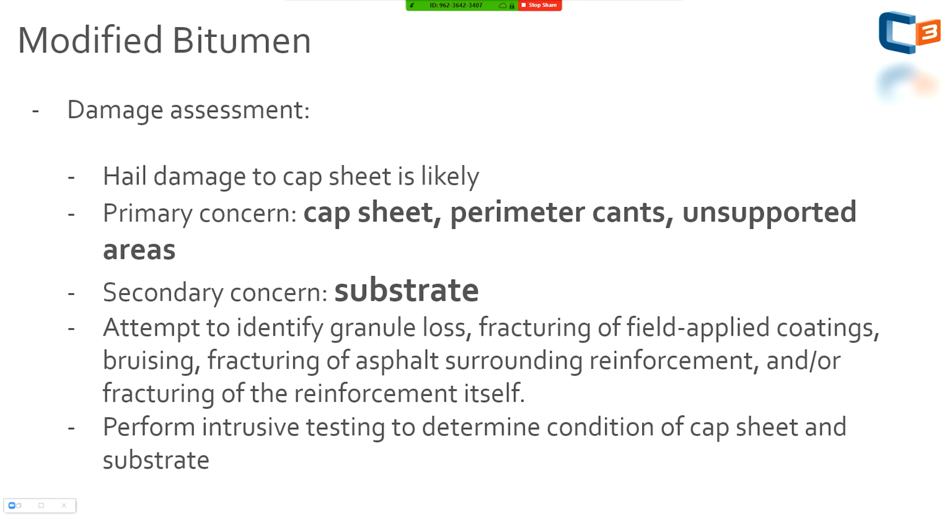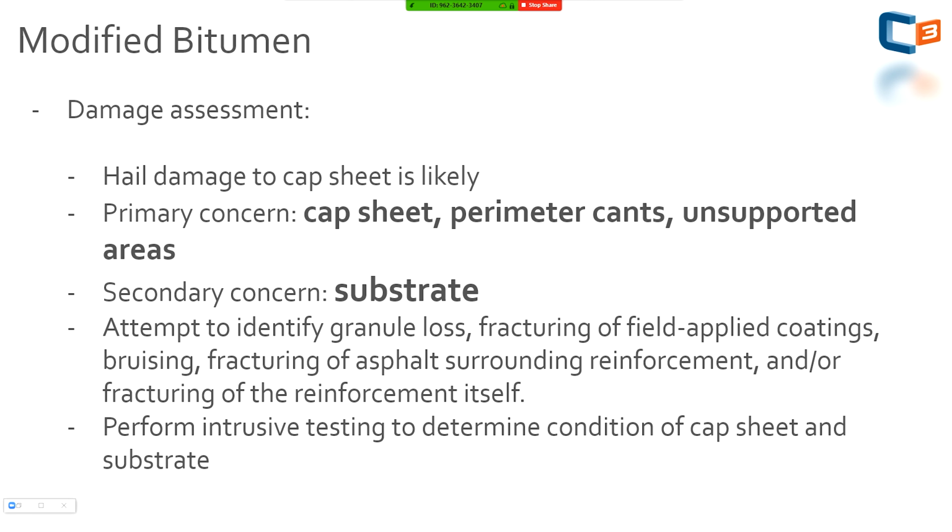So damage assessment on these, hail damage to the cap sheet is likely. It's exposed, there's not rock on it, right? It's very similar to shingles, you're not looking at the felt, you're looking at the top surface, right? Primary concern here is going to be the cap sheet, perimeter cants, and unsupported areas. So again, you're walking around the perimeter, you're trying to find the cant areas, the transitions, any unsupported areas.